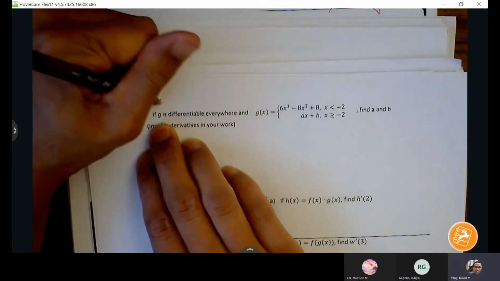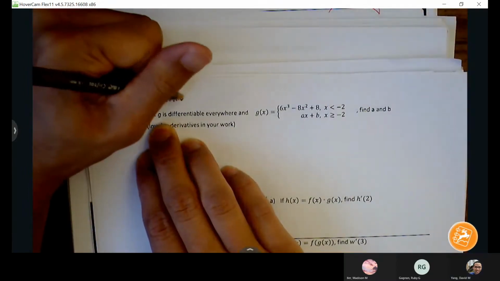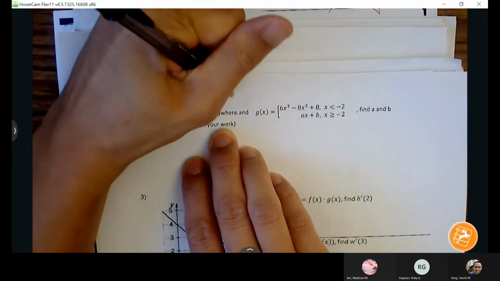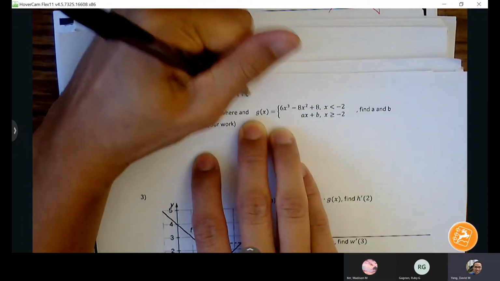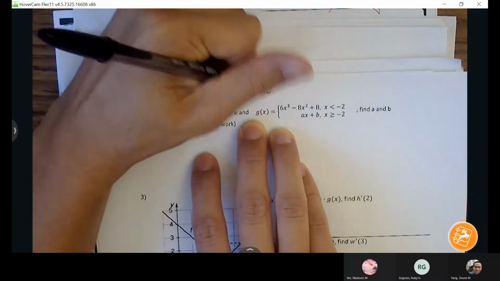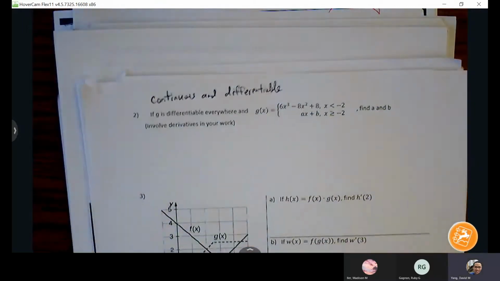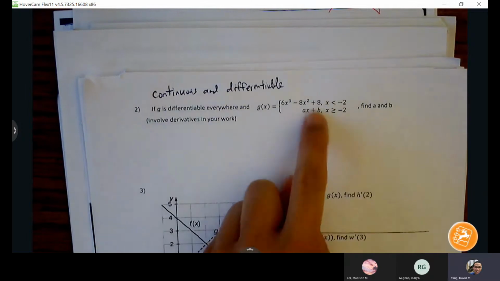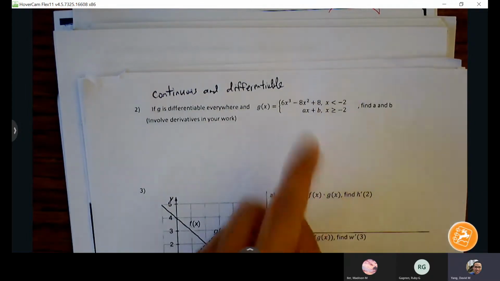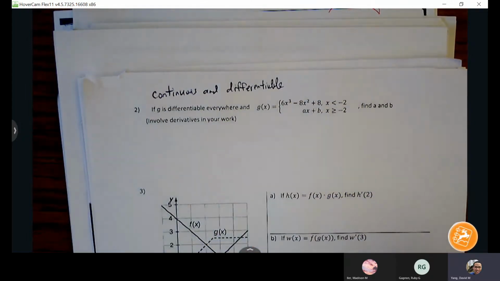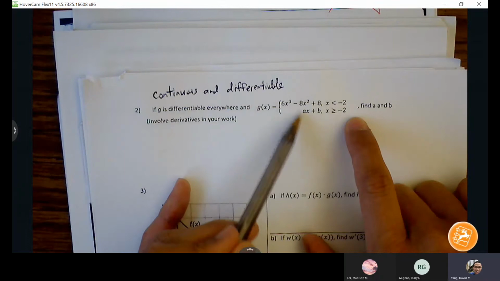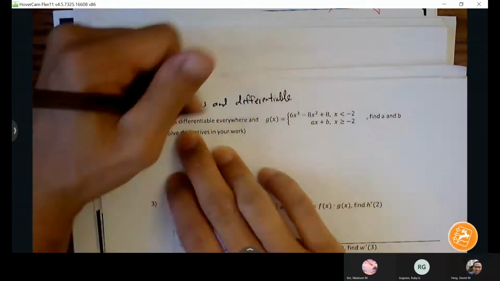But it's nice to have those 2 distinct properties, continuous and differentiable. The fact that it's continuous means that we know these 2 graphs will connect at the same y value when x equals -2. Okay. So the fact that it's continuous means that our graphs will share the same y value.